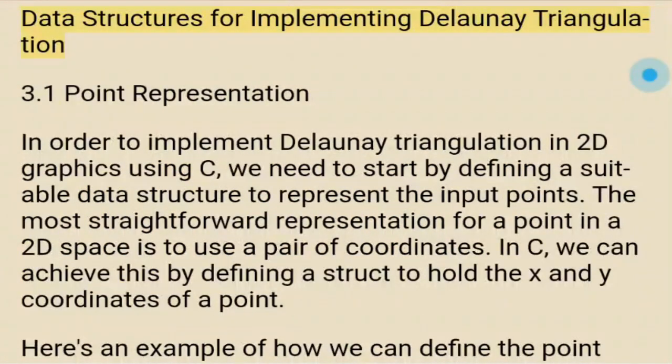3. Data structures for implementing Delaunay triangulation. 3.1 Point representation. In order to implement Delaunay triangulation in 2D graphics using C, we need to start by defining a suitable data structure to represent the input points. The most straightforward representation for a point in a 2D space is to use a pair of coordinates. In C, we can achieve this by defining a struct to hold the x and y coordinates of a point.